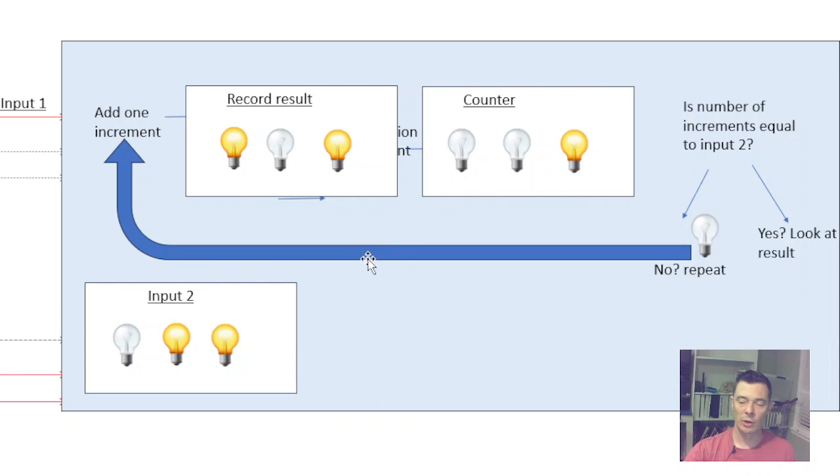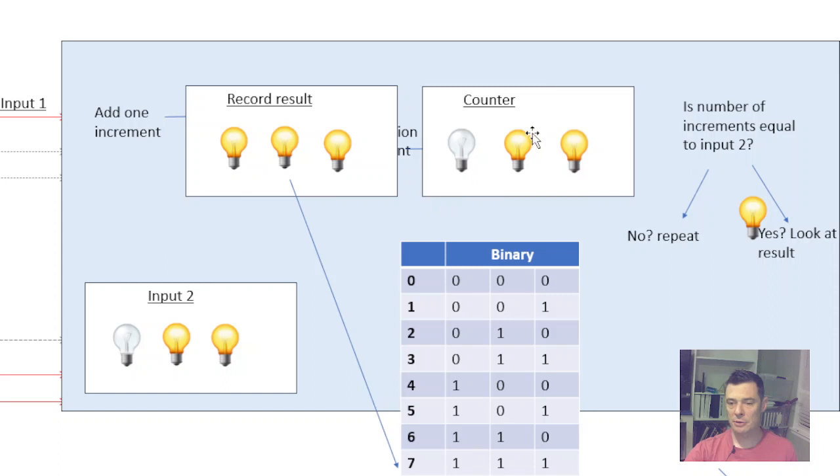And then, using more Boolean functions, we'd be able to route our process back, and we could check the counter result versus the input 2 result, and if they're not the same, then we're just going to go back to the beginning. We're going to take the recorded result this time instead of input 1. We're going to take the recorded result, and we're going to run the add 1 iteration again.